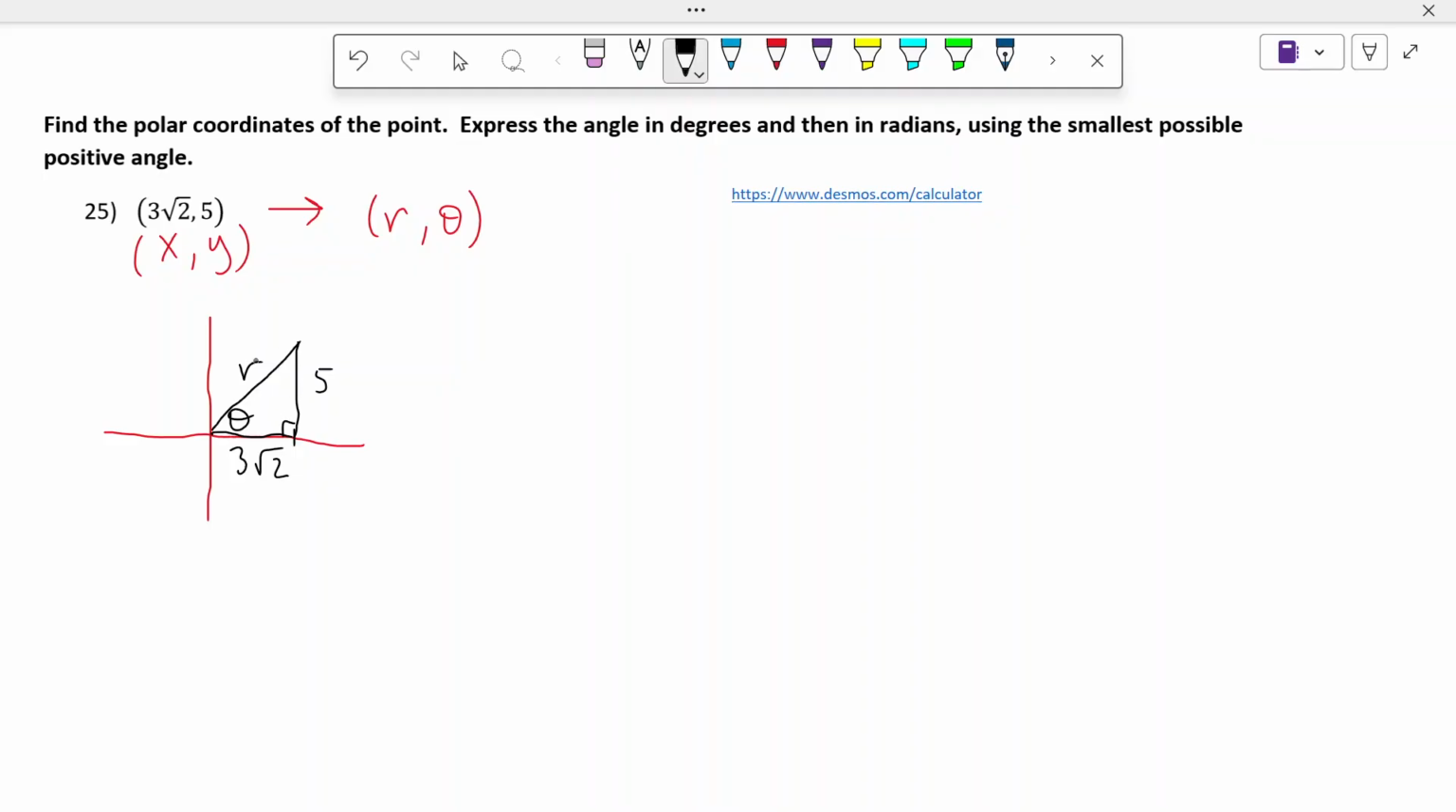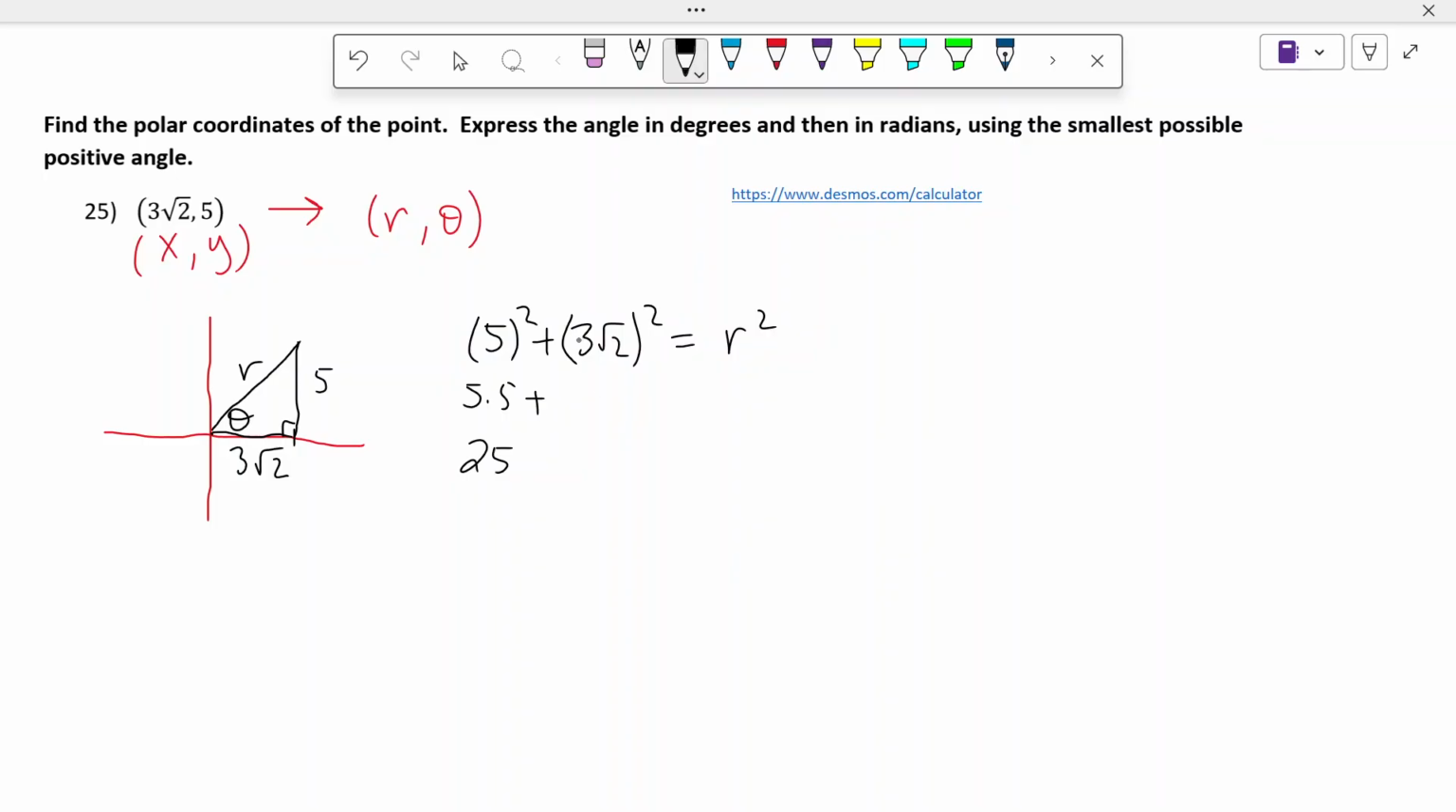So the first thing is I'm going to find the r. The r is pretty easy. It's just some good old a squared plus b squared equals c squared. I got to wrap that, and I'm going to wrap that as well, just so it looks like that. So a squared plus b squared equals c squared. Good old Pythagorean theorem. 5 squared, that's just 5 times 5, which is 25.